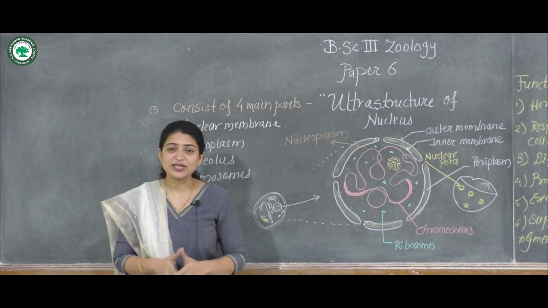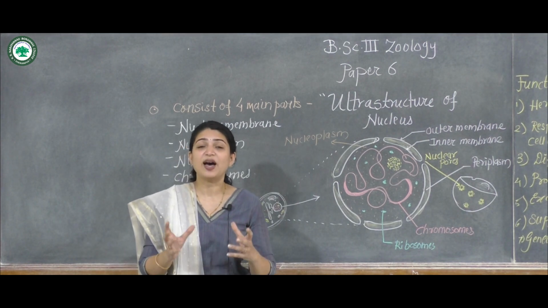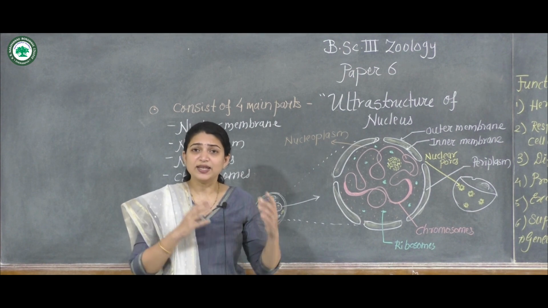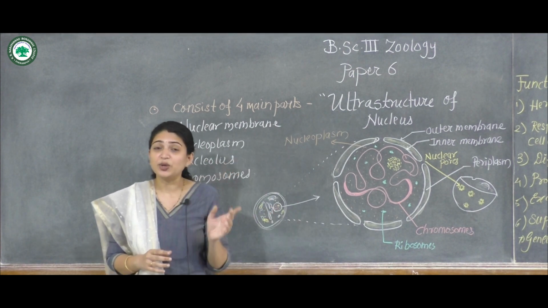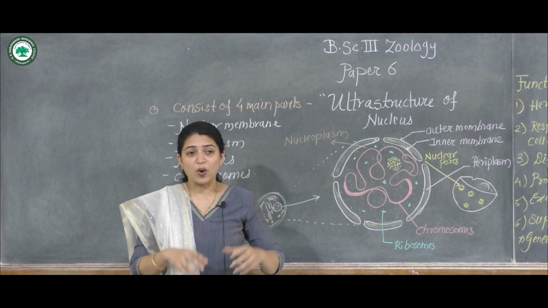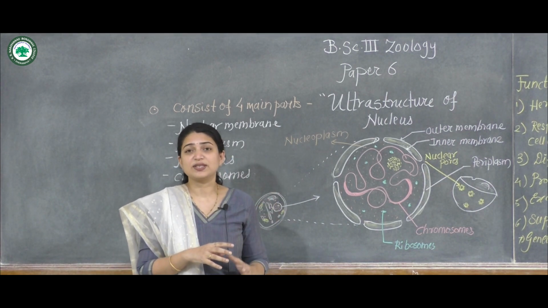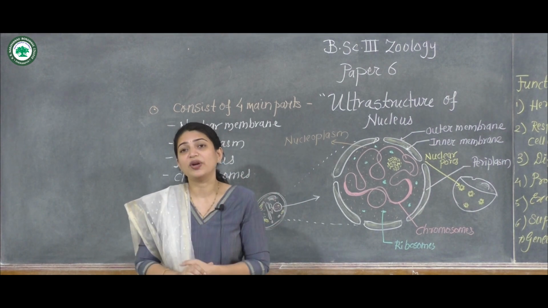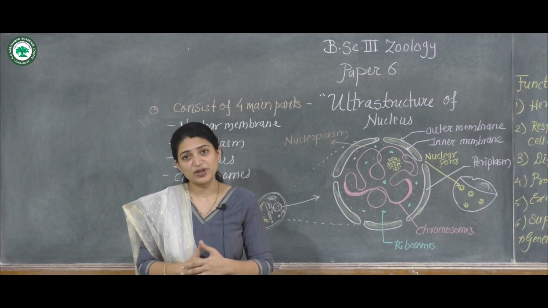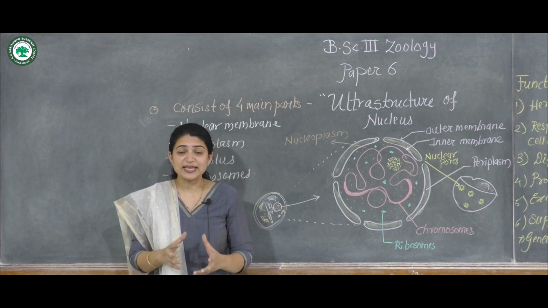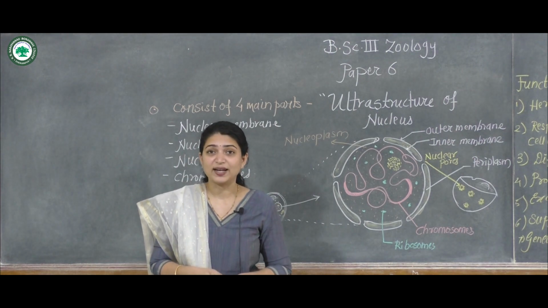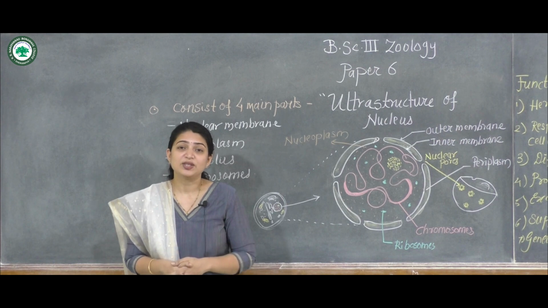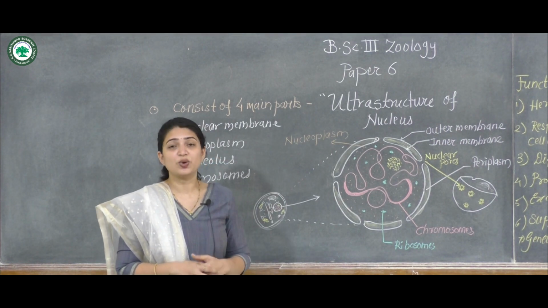As I told you in the previous lecture, the nucleus is the heart of the cell. It is the administrative office of the cell, where each and every activity is controlled by the nucleus. All the ideas and instructions are decided in the nucleus and then given to other organelles to perform different kinds of functions. So we can also say it is the brain of the cell.